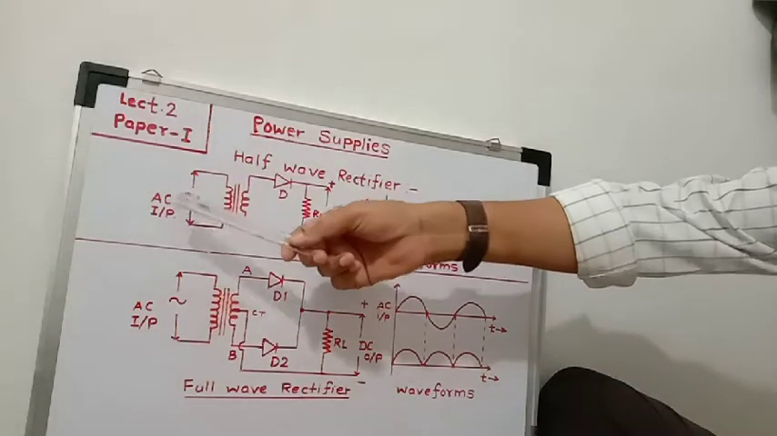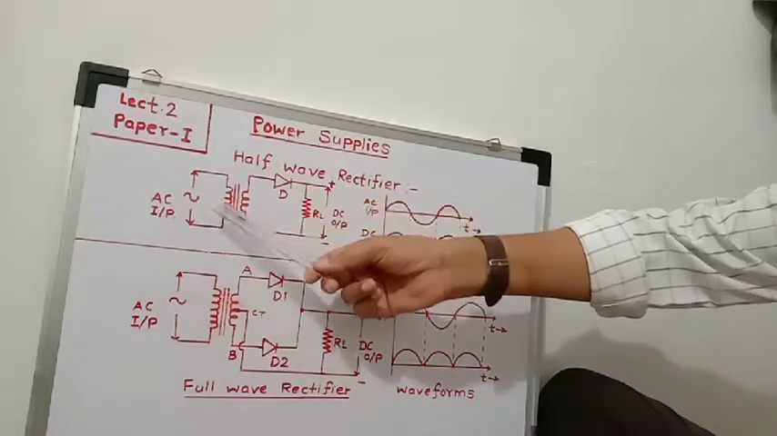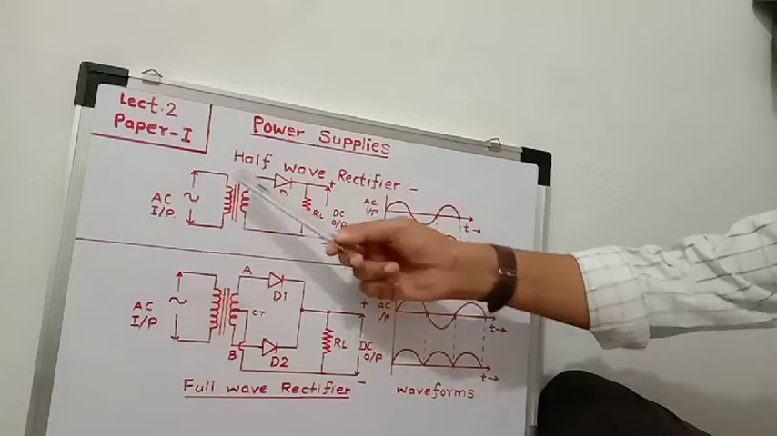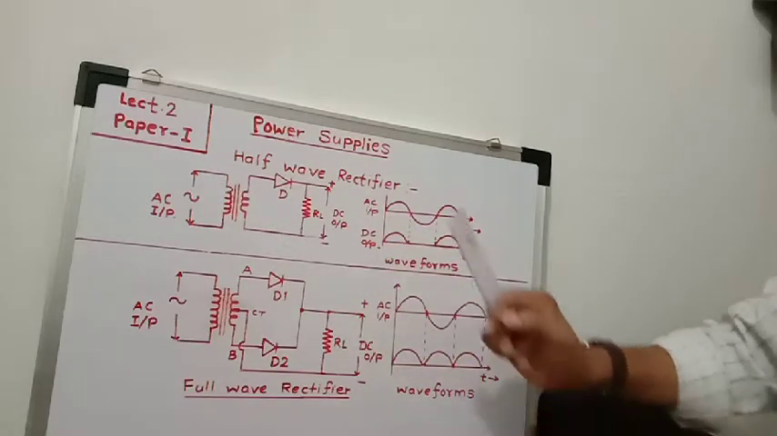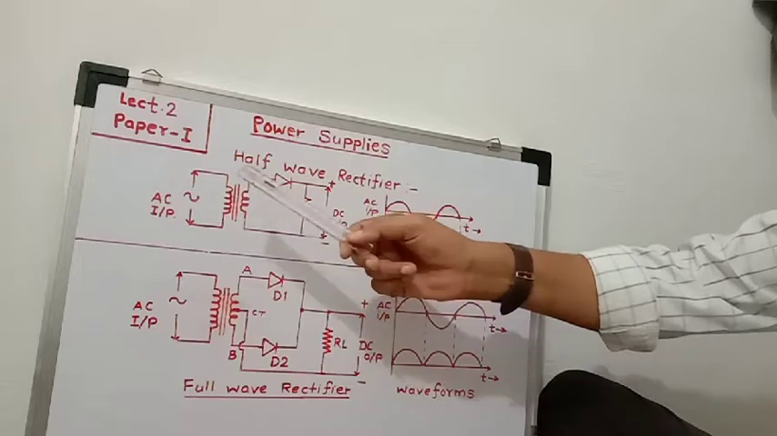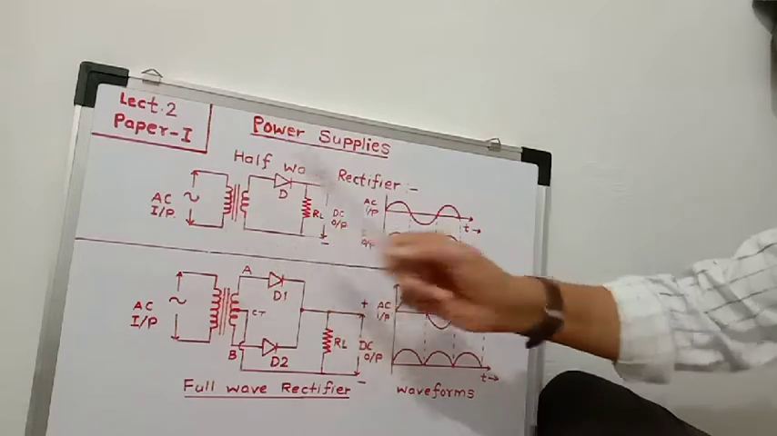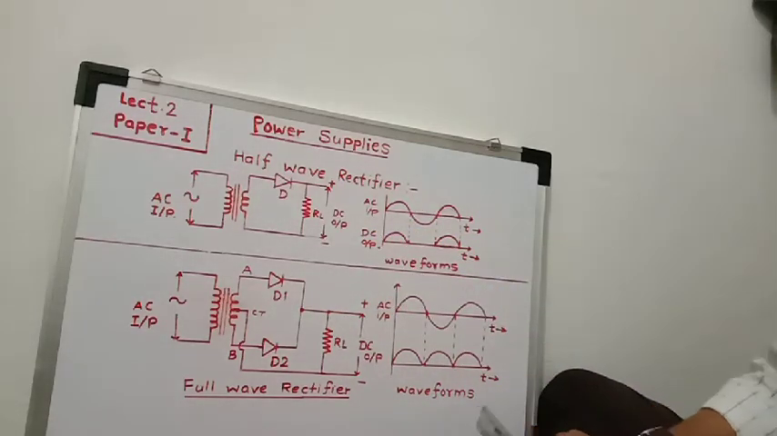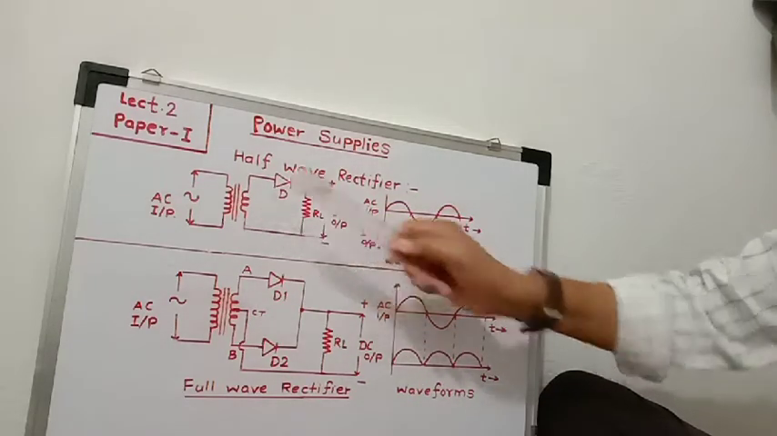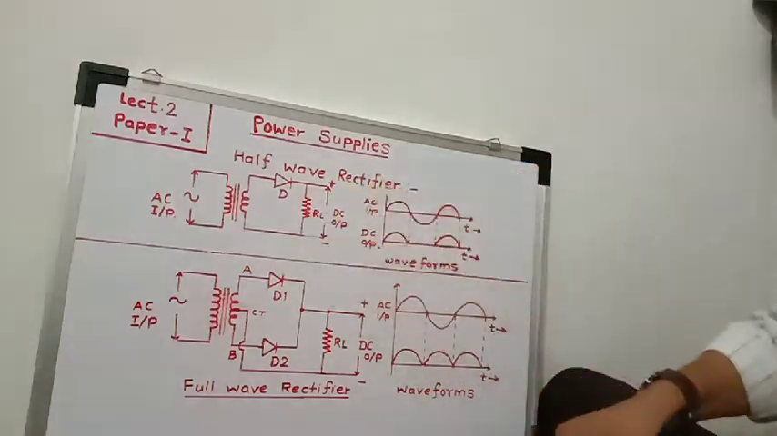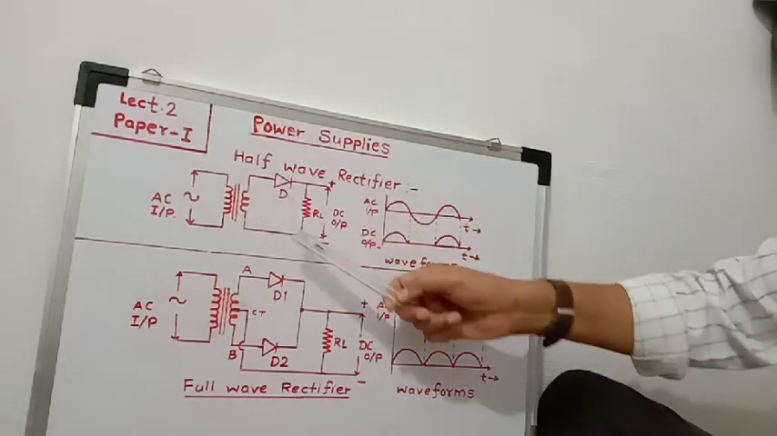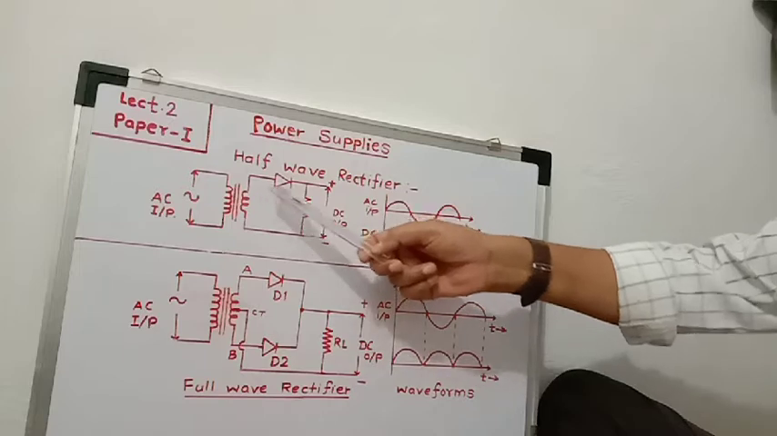The AC input voltage, 230 volt AC, is applied to the primary of the transformer and it is induced into the secondary due to the mutual induction property of the transformer. As the transformer is a step down type, we get less AC voltage. If the transformer is 0 to 9 volt secondary, then we get 9 volt AC across the secondary winding. This secondary voltage is then applied to the rectifier circuit, or to the diode.